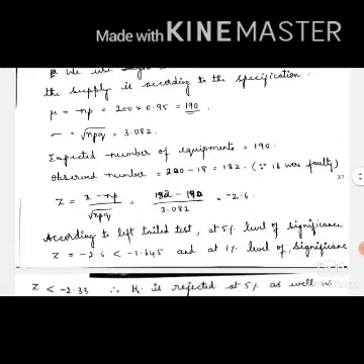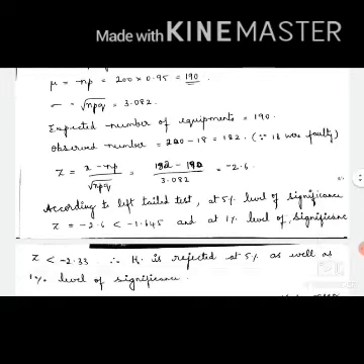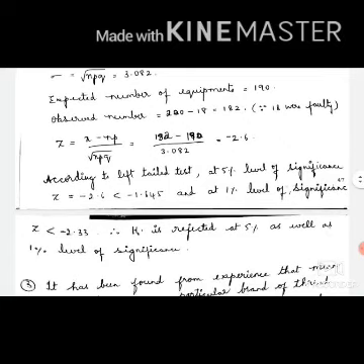Therefore, according to the left tail test, at 5% level of significance, we see that minus 2.6 is less than minus 1.645, therefore it is in the critical region, therefore we reject the hypothesis. Also at the 1% level of significance, minus 2.6 is less than minus 2.33, the calculated value of z is in the critical region, therefore in this case too we reject the hypothesis.